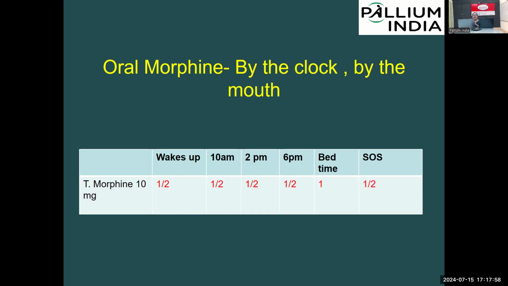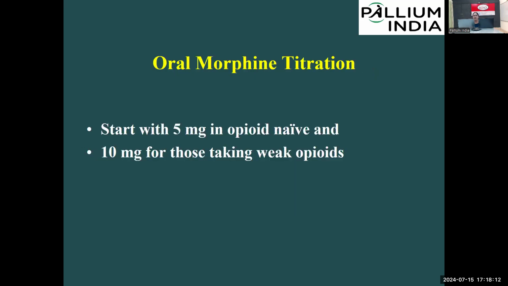Suppose we don't have injection morphine, then how do we go about? We only have oral morphine preparations with us, then how do we go about? So that is oral morphine titration. We can do oral morphine titration for the patient.